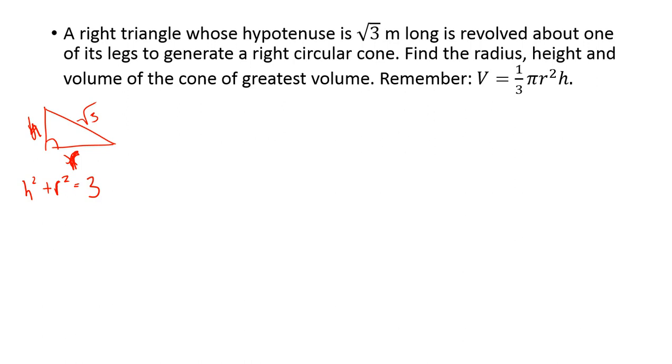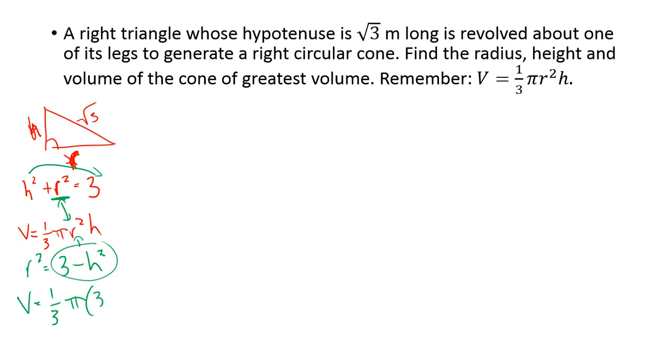Now we want to find the greatest volume, so we're going to use v equals 1/3 pi r squared h. As you see, we have an r squared in both of them, so why don't we just use the r squared? We'll solve for r squared, moving this to the other side, getting r squared equals 3 minus h squared. And this will be plugged in there. So we have v equals 1/3 pi times (3 minus h squared) times h.